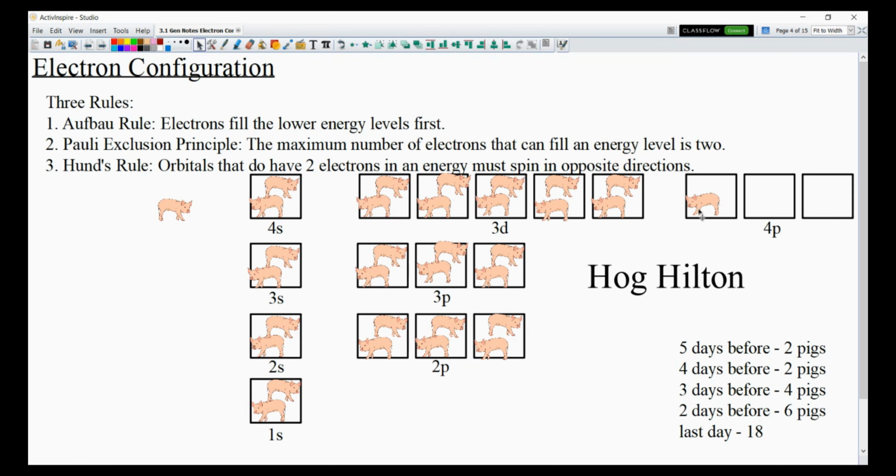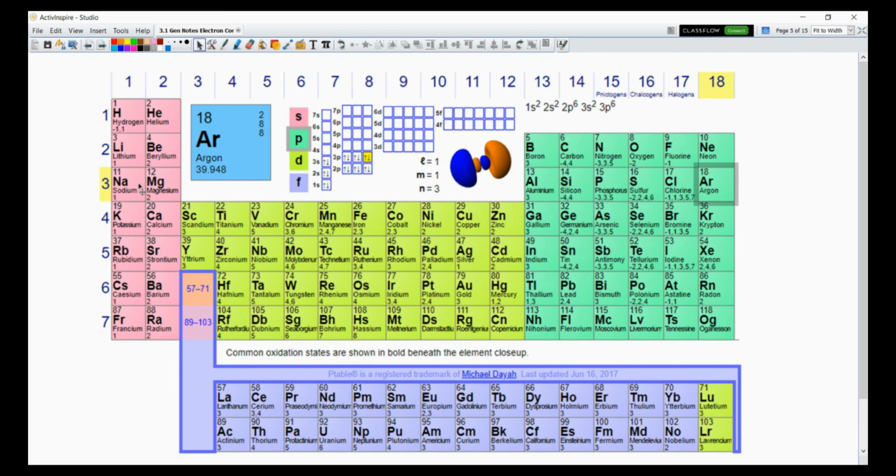to be 18. Okay, so this is just a little example of how you would put electrons in these diagrams, in these orbitals. And we're going to see this in just a second for real when we do real diagramming. Okay, so let's look at the periodic table.